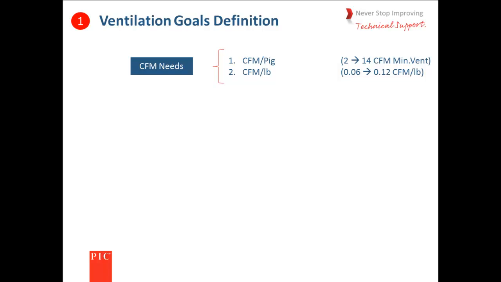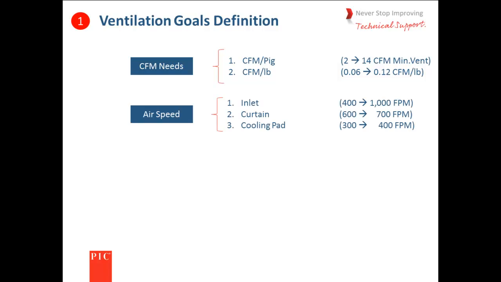Another important indicator to be clear on in goals is air speed at the inlet, curtain, or cooling pad. In the case of the inlet, for example, we could work from 400 feet per minute if we have a small nursery room in the middle of the winter. But we can go up to 1,000 if we have heavy market pigs in the middle of the fall or spring in large rooms. And that has a relation with the static pressure that Jay mentioned before.